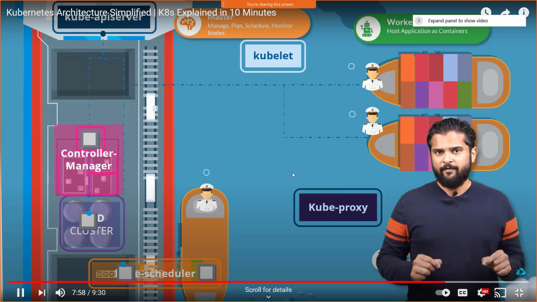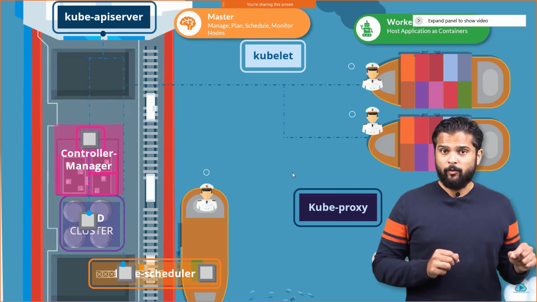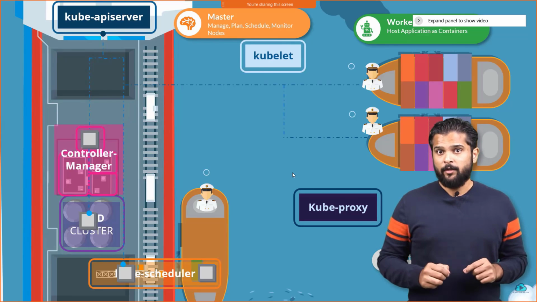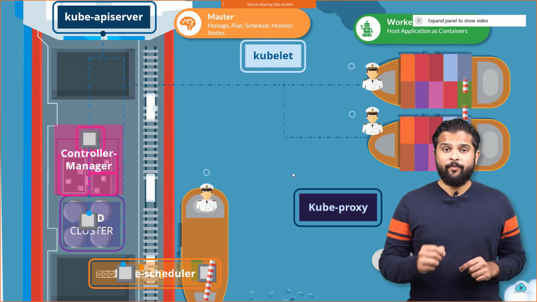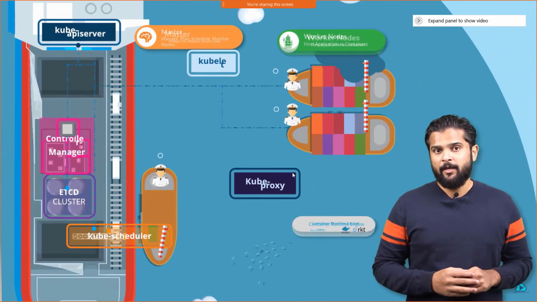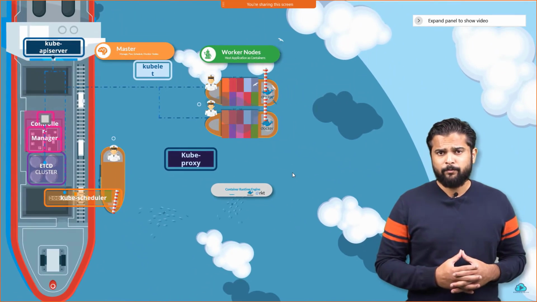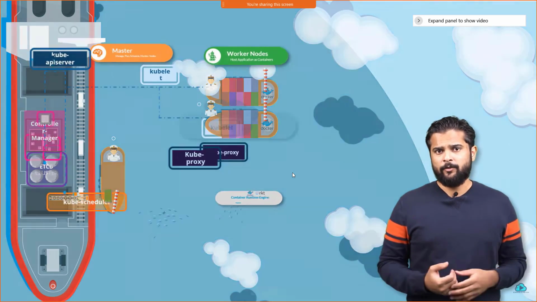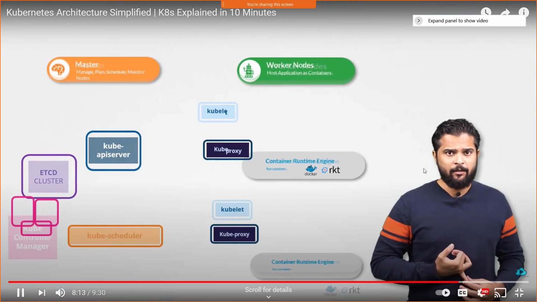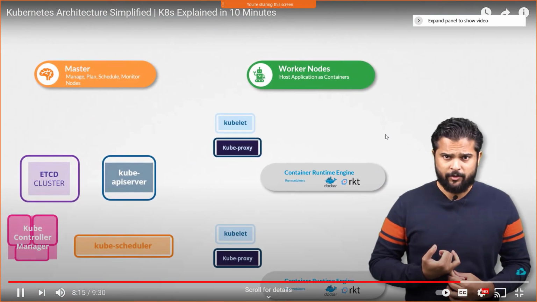The kube proxy service ensures that the necessary rules are in place on the worker nodes to allow the containers running on them to reach each other. So, to summarize, we have master and worker nodes. On the master, we have the etcd cluster, which stores information about the cluster.